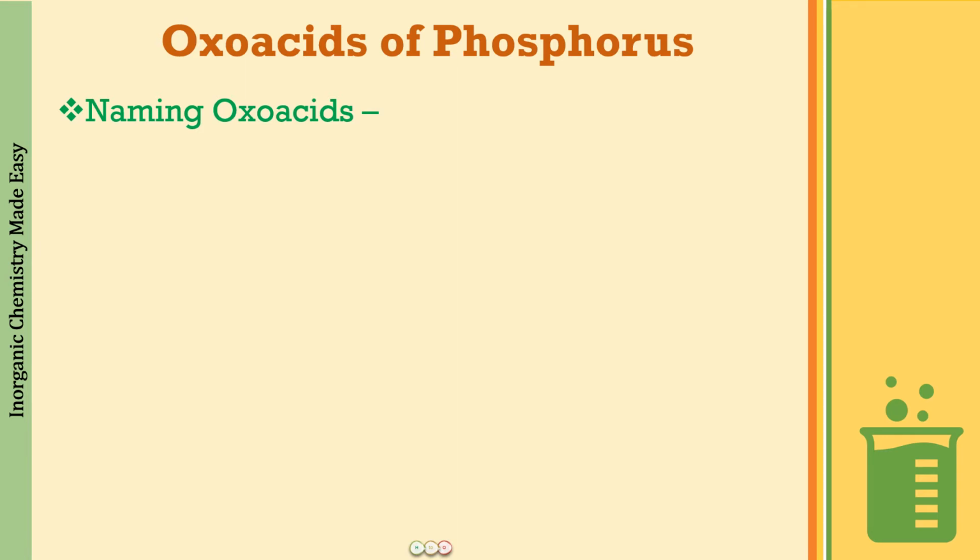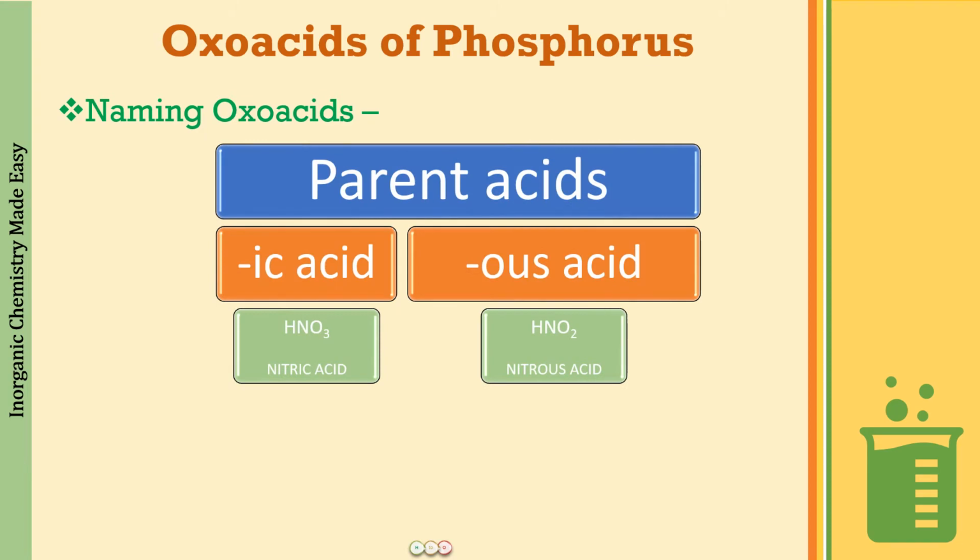And first of all, essentially we have two types of parent acids whenever we are naming the oxoacids. The parent acids are called the ic acid and the us acid. For example, we have HNO3 called nitric acid and HNO2 called nitrous acid. So this is ic acid of nitrogen and this is us acid of nitrogen. In both the acids, you can see that we have hydrogen, nitrogen and oxygen. So naming them differently was required.